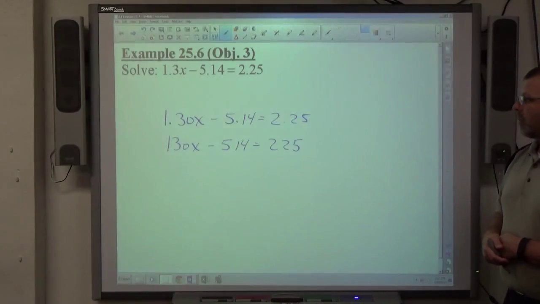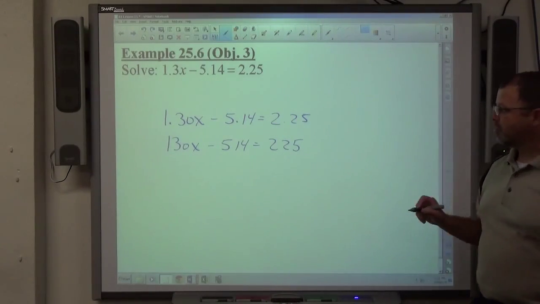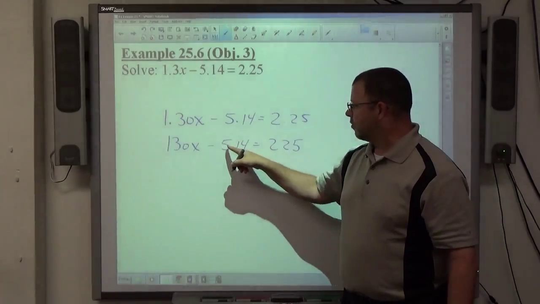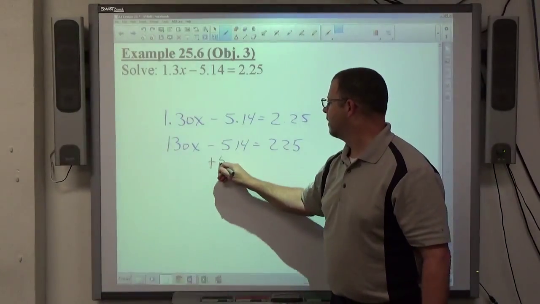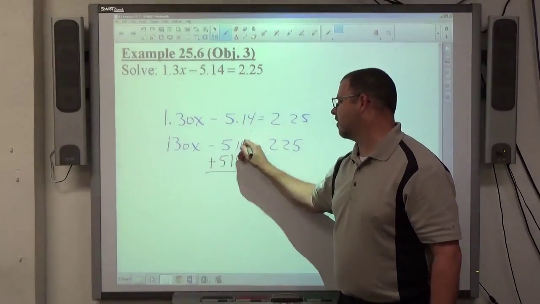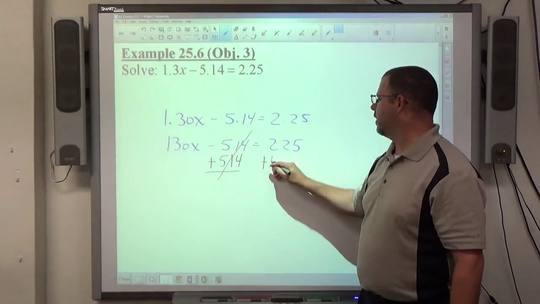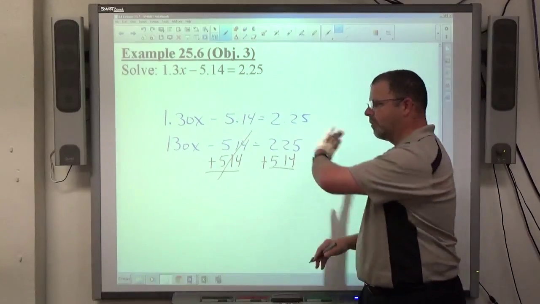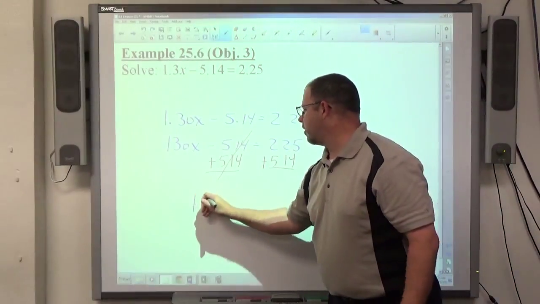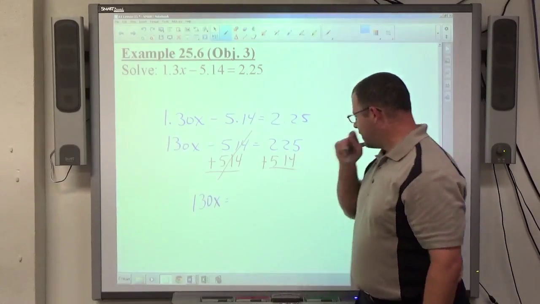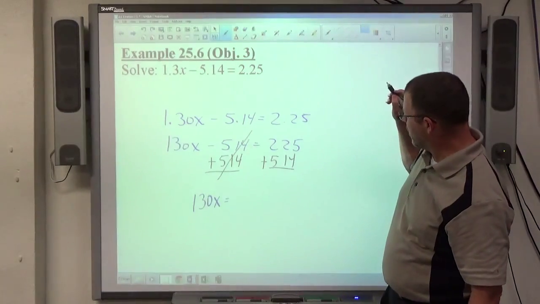And I'm at a point now where I can solve the equation. There's no decimals in it. I've got a minus 514. Subtraction, addition has to be dealt with first. So plus 514 to both sides. Plus 514 here is for cancellation purposes. Plus 514 here because that's what's required if I change the left-hand side, I've got to change the right-hand side the same way. That gets me 130x is equal to 739.